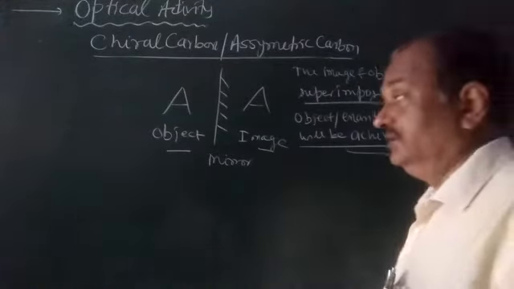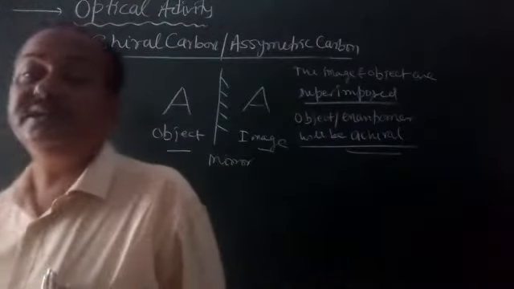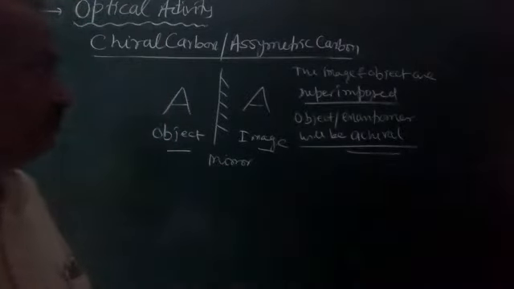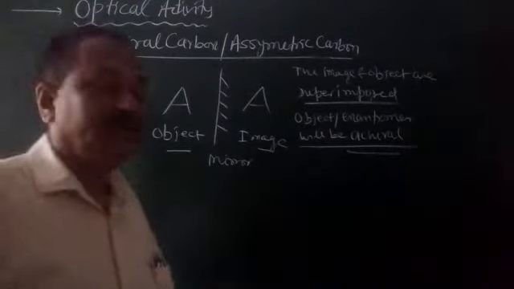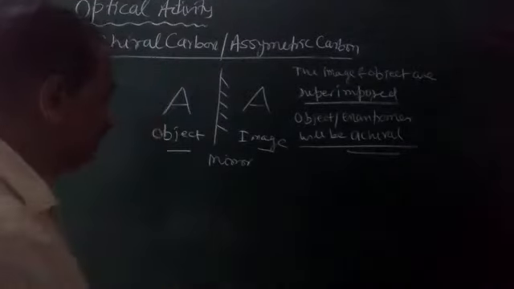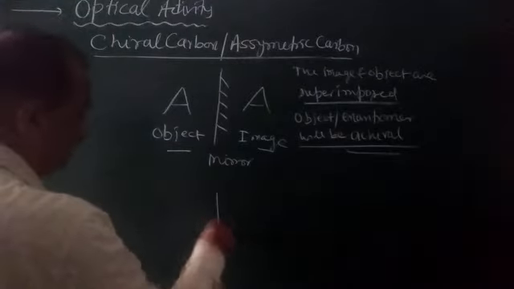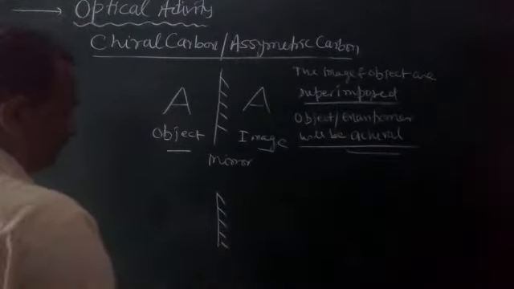It will be achiral. So the object and the image, when they are superimposed or superimposable on each other, then this is said to be achiral. Now coming to another point, here same mirror.